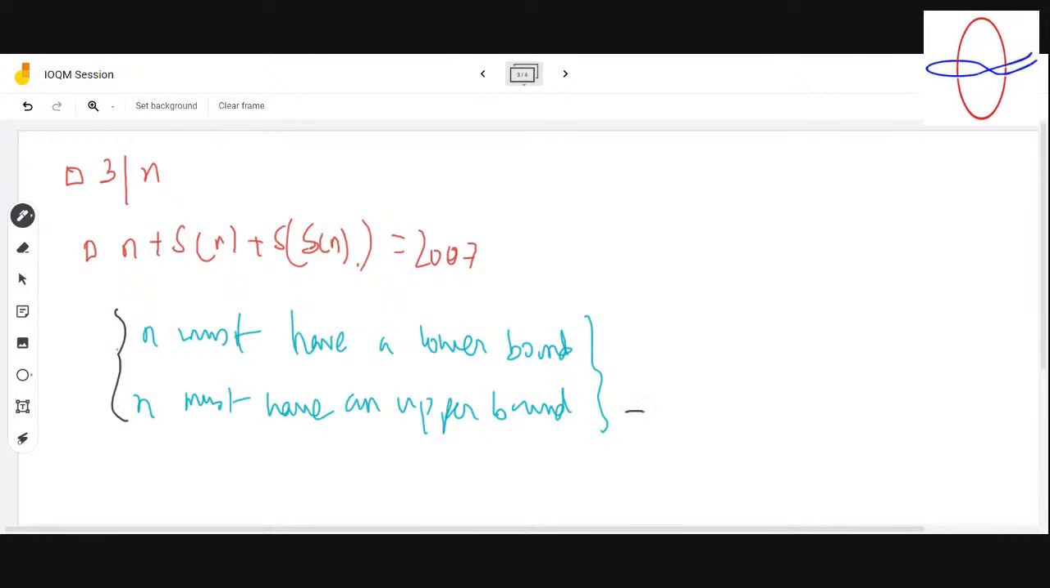So observe, can you tell me a good upper bound for n at this moment? You can do it in the number theory book by Niven and Zuckerman. It's a very good book.